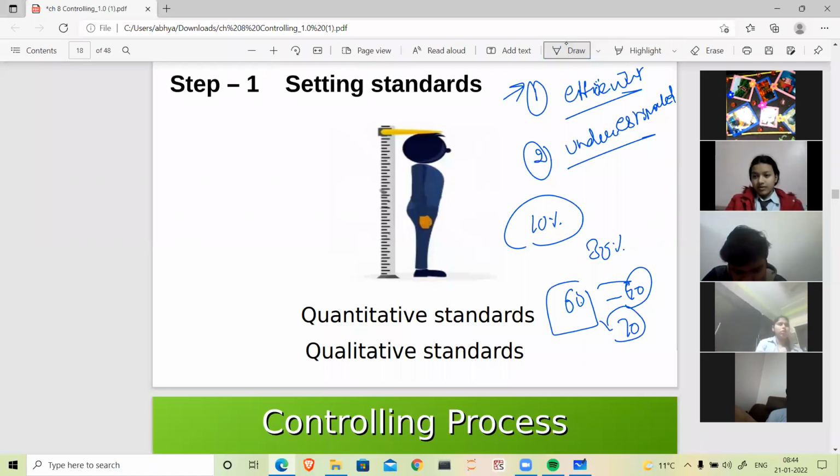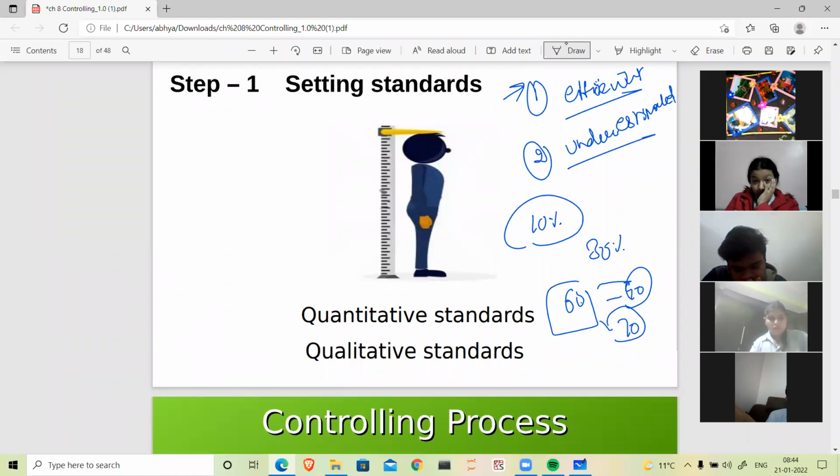Like the production department will be setting the standard in terms of the number of units to be produced in a month, in a single day, what will be the quality of the units produced, and what will be the cost of production. So it may set the standard to reduce the cost of production.